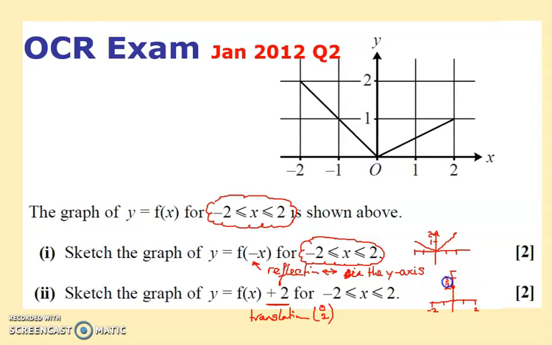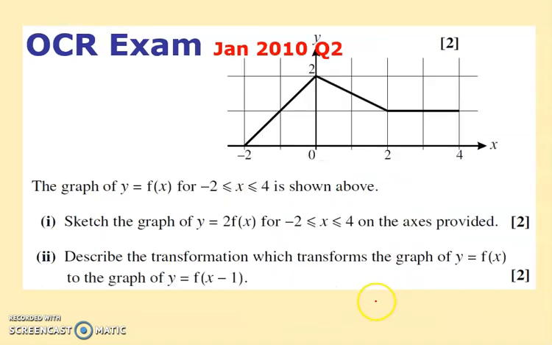So this is 3, and this is 4, because on this side it goes 1 up to 3, because it did go 1 up before. And on this side it goes 2 up to 4 by the time it gets to there, because it did go 2 up. So that's my graphs.